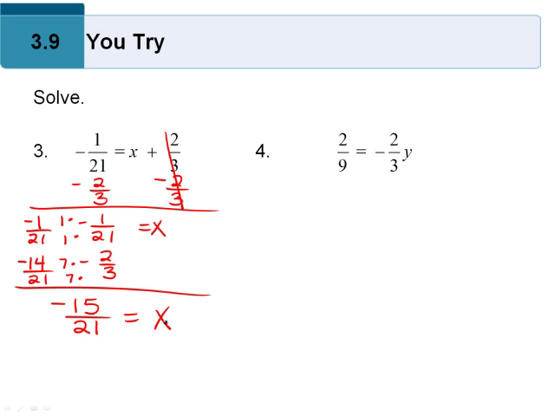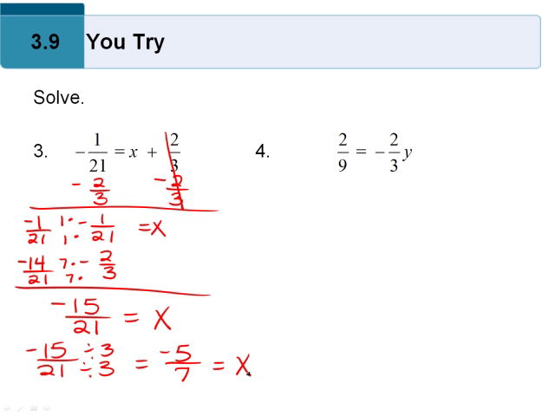Now, most people think that's it, you're done. But look at 15 and 21. They have a common factor of 3. So I want to reduce negative 15 over 21 by 3. Let's give myself some room here. And that would be negative 5 over 7. And that's what x equals.